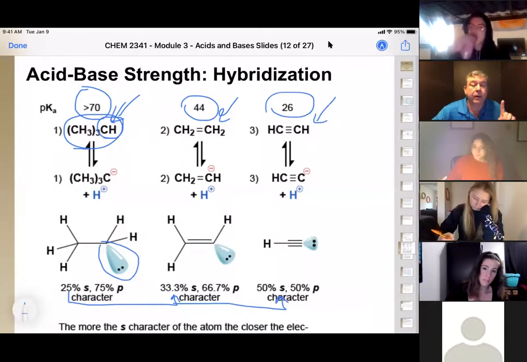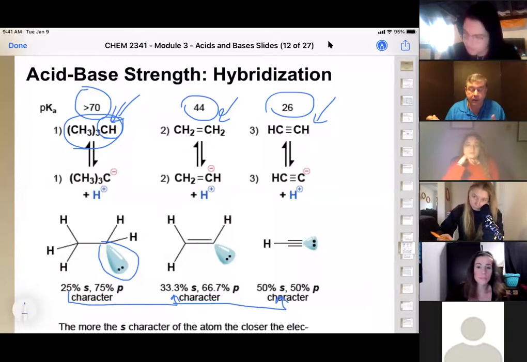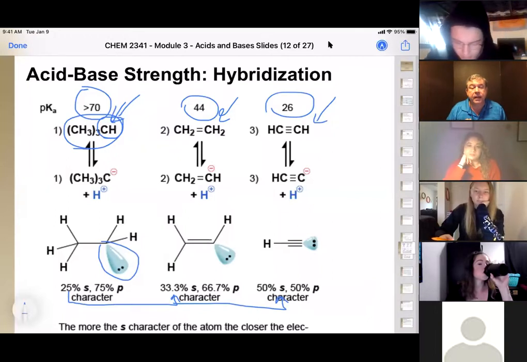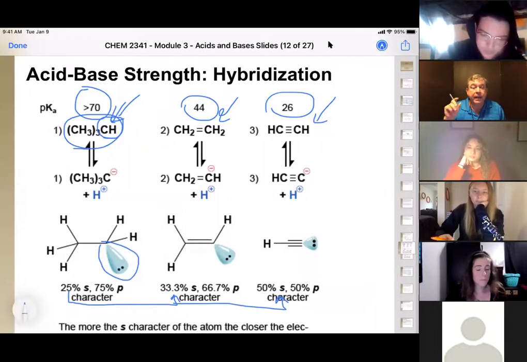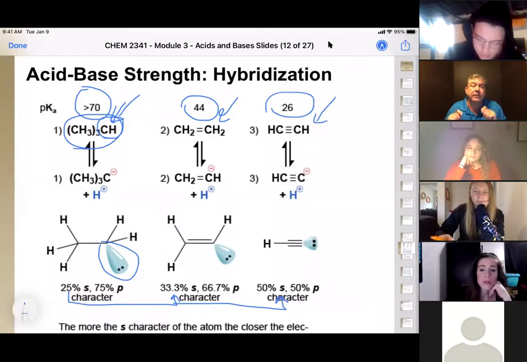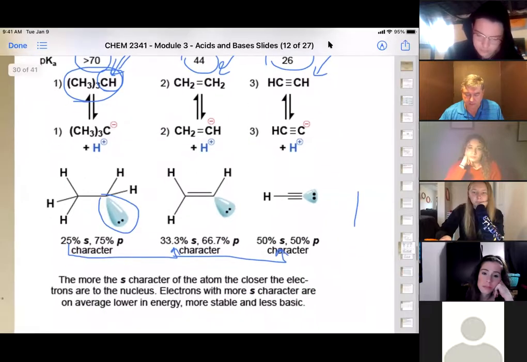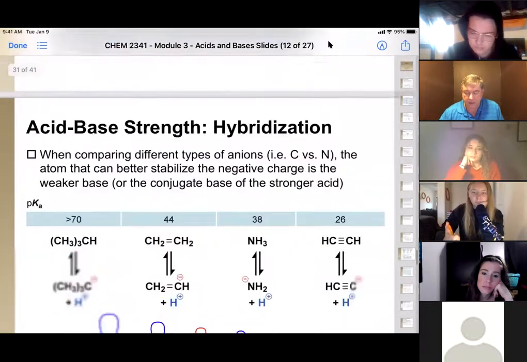Okay, the other thing I want to note here is that notice that that orbital in each of those cases has 2 electrons in it. Now remember, when we take away a hydrogen, both of the electrons from that sigma bond stay behind on the parent molecule. So that orbital does have 2 electrons in it.